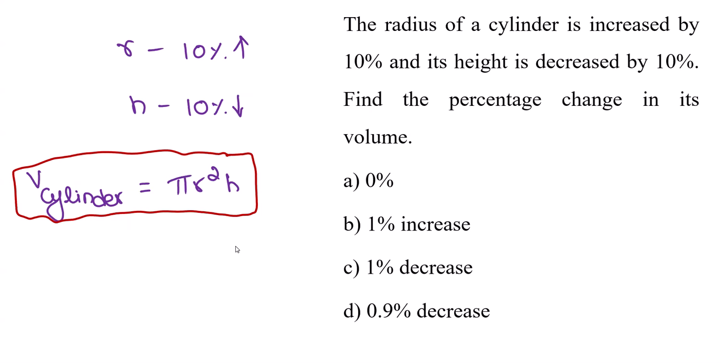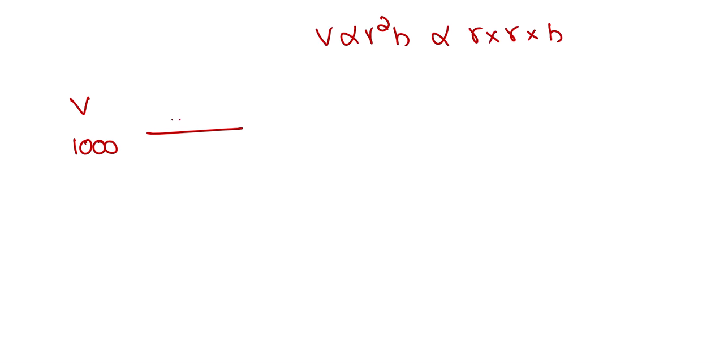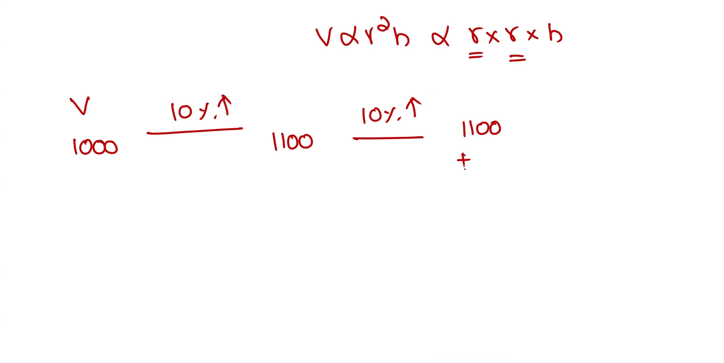Fine. So there are two methods again. I can take the volume initially, let it be equal to 1000, as volume is directly proportional to r square h. Radius is involved two times, height one time. Now first I'm writing radius two times, r into h. First the radius is increased by 10%. 1000 becomes 1100. This radius work is completed. Then one more radius is increased by 10%. 10% of 1100 is 110. It will become 1210.